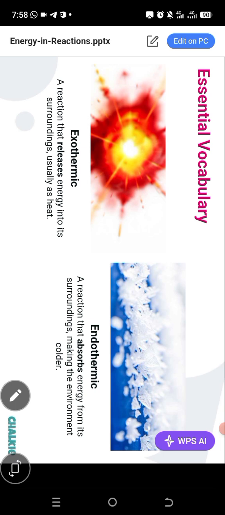Then for endothermic reaction, it is a reaction that absorbs energy. So energy is released for exothermic, but for endothermic, energy is absorbed from its surroundings, making the environment colder. Can we see the difference? It makes the environment colder, while an exothermic reaction usually releases energy to the surrounding or the environment.